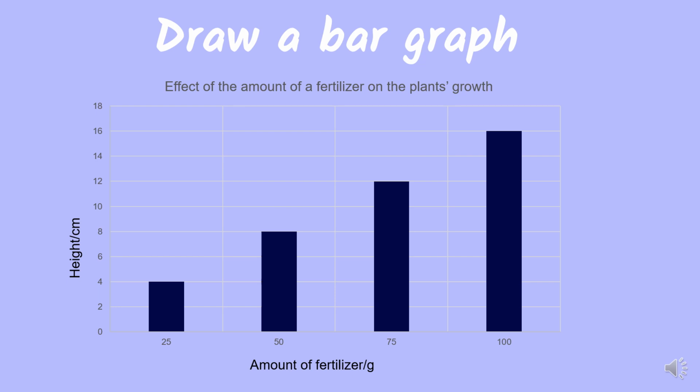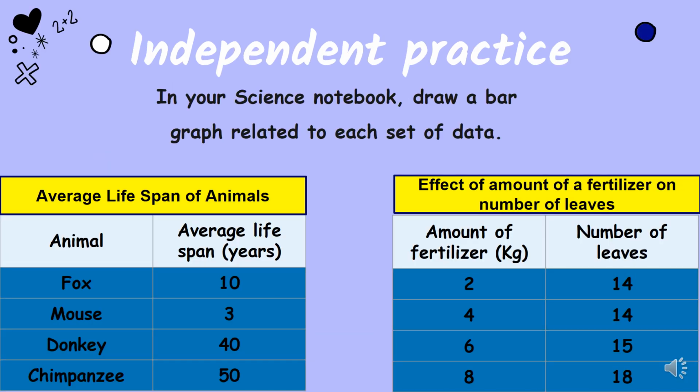Here draw a bar graph. And here is independent practice. In your science notebook, draw a bar graph related to each sheet of data. Here, the average lifespan of animals, and in the second one, the effect of the amount of fertilizer on the number of leaves.